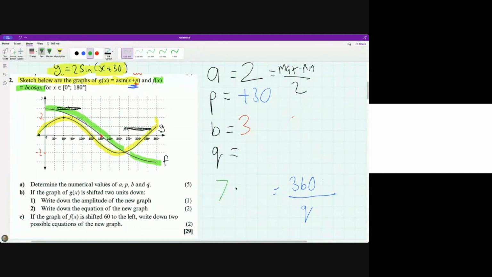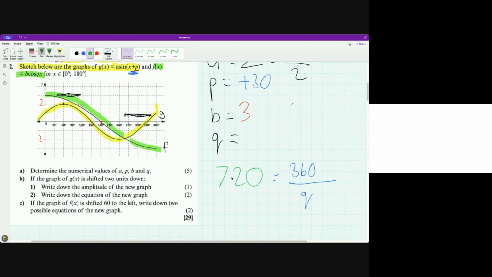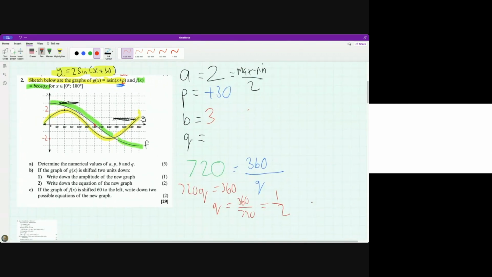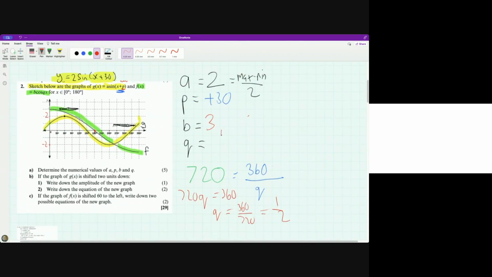So this is going to be 720, because think about this, down, down, up, up. So it would take 720. Now we need to figure out what Q is. So we're going to get 720Q equals 360. And then Q is 360 over 720. So it is a half. So Q is a half.